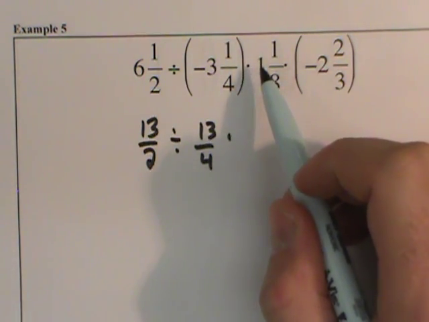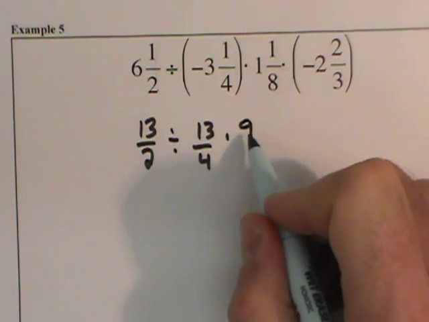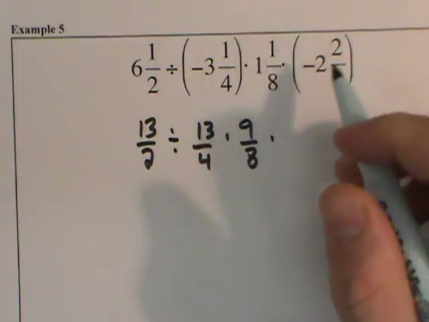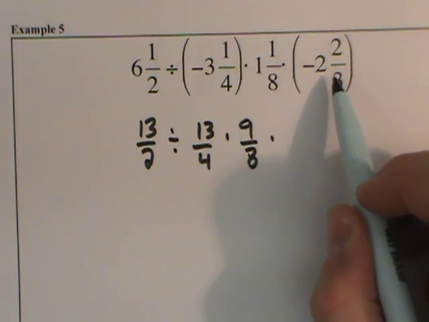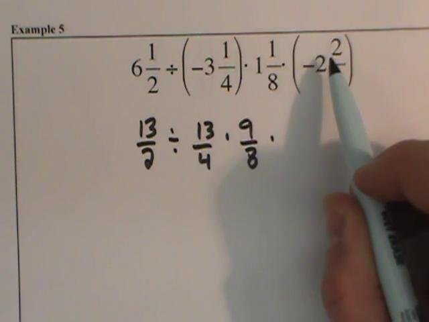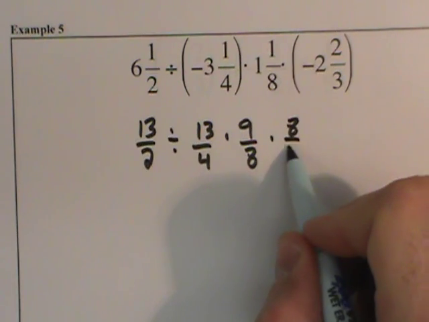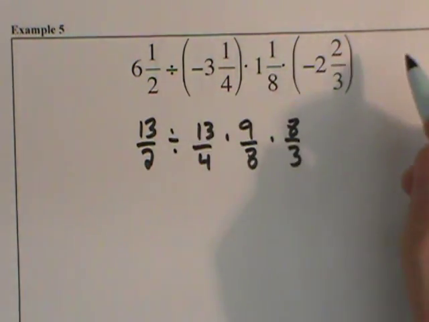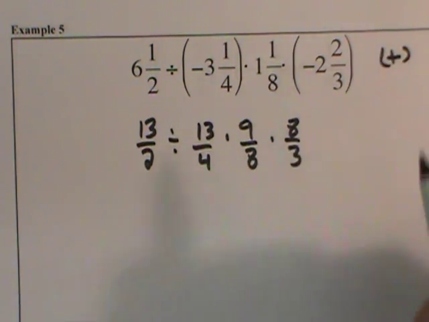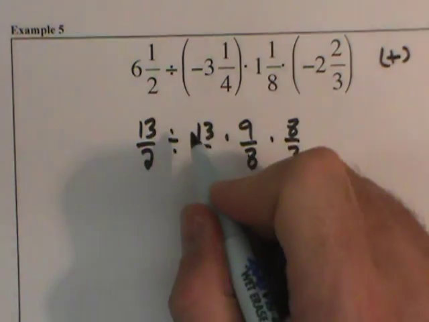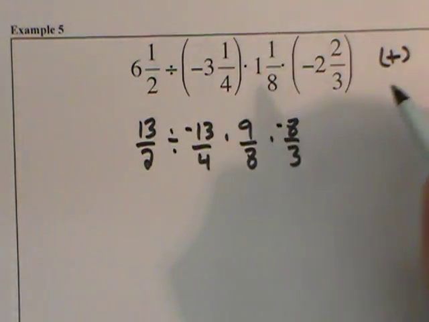8 times 1 is 8. 8 plus 1 is 9. Ignore the negative. 3 times 2 is 6. 6 plus 2 is 8. With two negatives, I'm guaranteed that the final answer should be positive. I'll put these negatives in here just for practice.